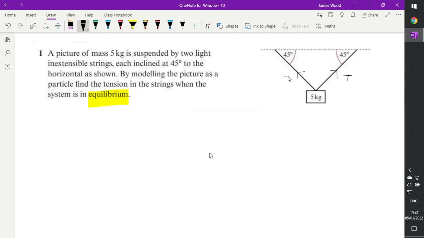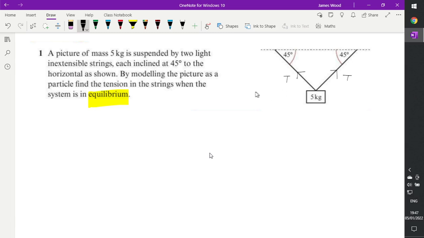And these are both going to be the same force. The reason why they're both going to be the same is because this is 45 degrees, so it's perfectly symmetrical. So these two values of t must be the same. If these two angles were different, then the two values of t would be different as well. So you could call them t1 and t2 and work them out separately.